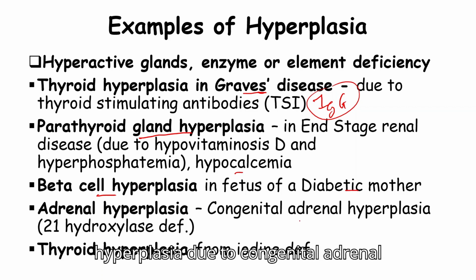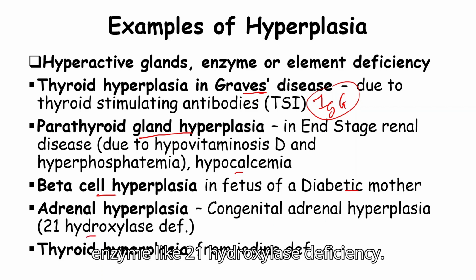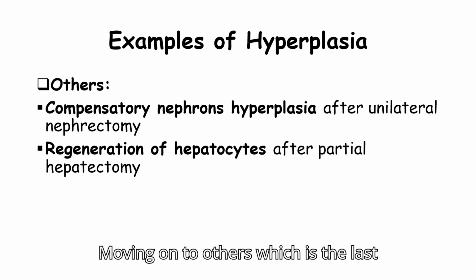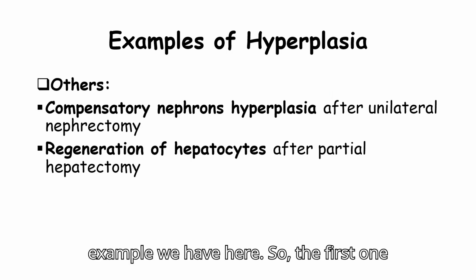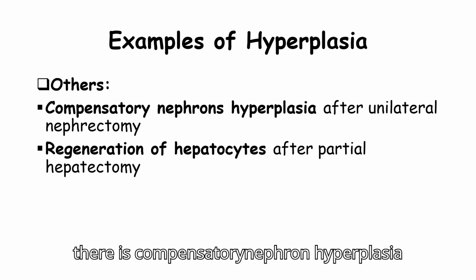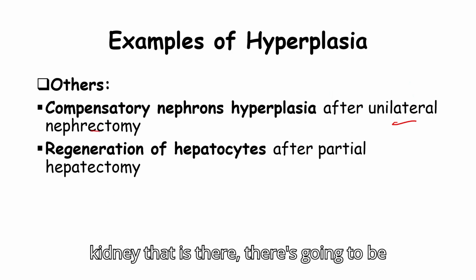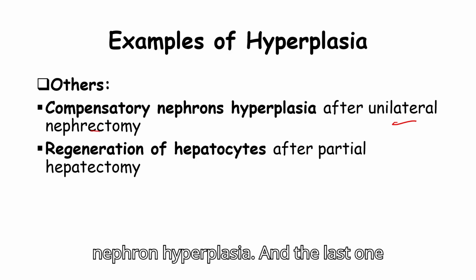Also, adrenal hyperplasia due to congenital adrenal hyperplasia from enzyme deficiency, an enzyme like 21-hydroxylase deficiency. And the last one there is thyroid hyperplasia from iodine deficiency. Moving on to others, which is the last example we have here. The first one there is compensatory nephron hyperplasia after unilateral nephrectomy. So if you remove one kidney, the remaining kidney is going to increase in size, which is compensatory nephron hyperplasia.